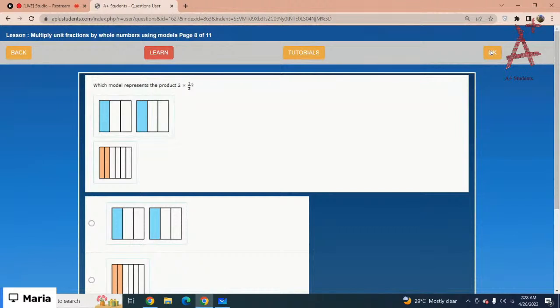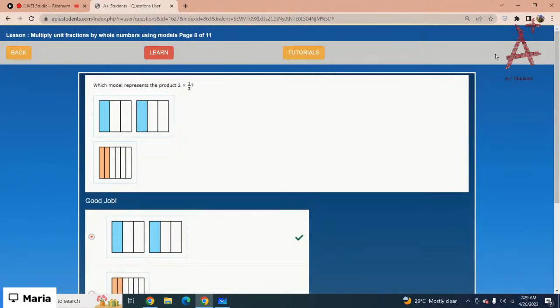Which model represents 2 times 1 over 3? So which is the correct option? It would be 2 times 1 over 3. You can see here you get 1 out of 3 and 1 out of 3, and here you have 2 of the shapes. So it represents 2 times 1 over 3. Option number 1 is the correct option.